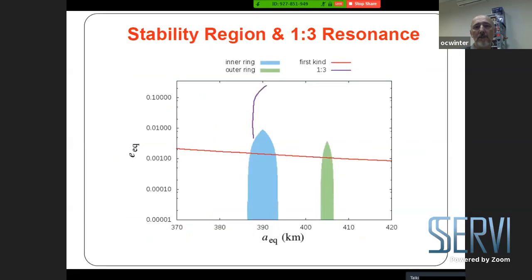And so in this plot, we have semi-major axis versus eccentricity. And in blue and green, we have the location of the rings in terms of semi-major axis and eccentricity. And the purple line on top indicates the location of the 1 to 3 resonance. And the red line indicates the other red islands. And it shows clearly that it's much more likely that the stable region is dominated by the red islands and not by the 1 to 3 resonance.